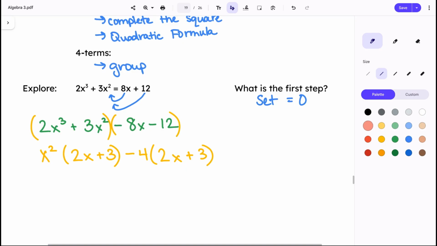Okay, then we take the pieces that are sitting out front, so the x squared and the minus 4, and those come down to its own set. And then the 2x plus 3, that comes down on its own as well.